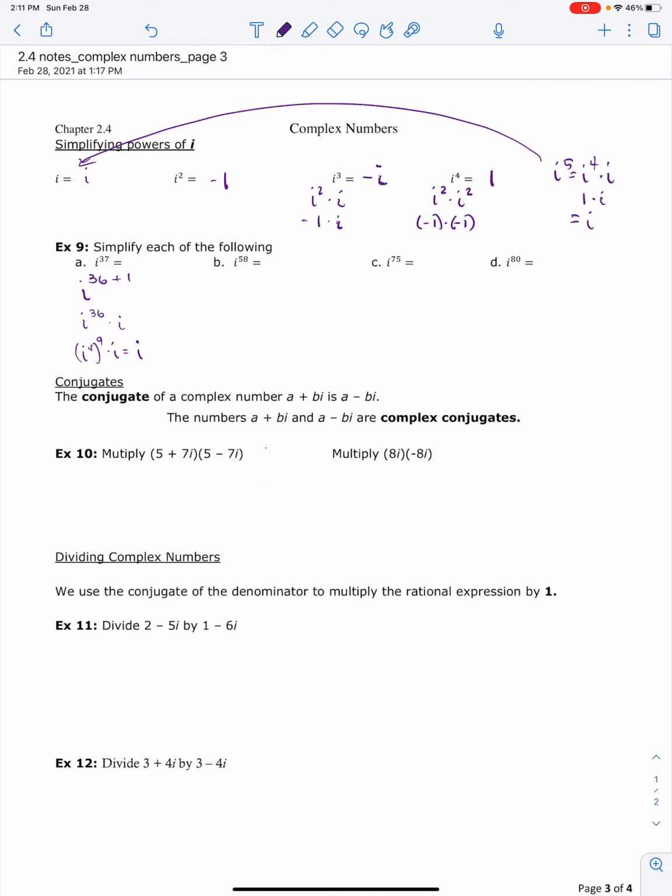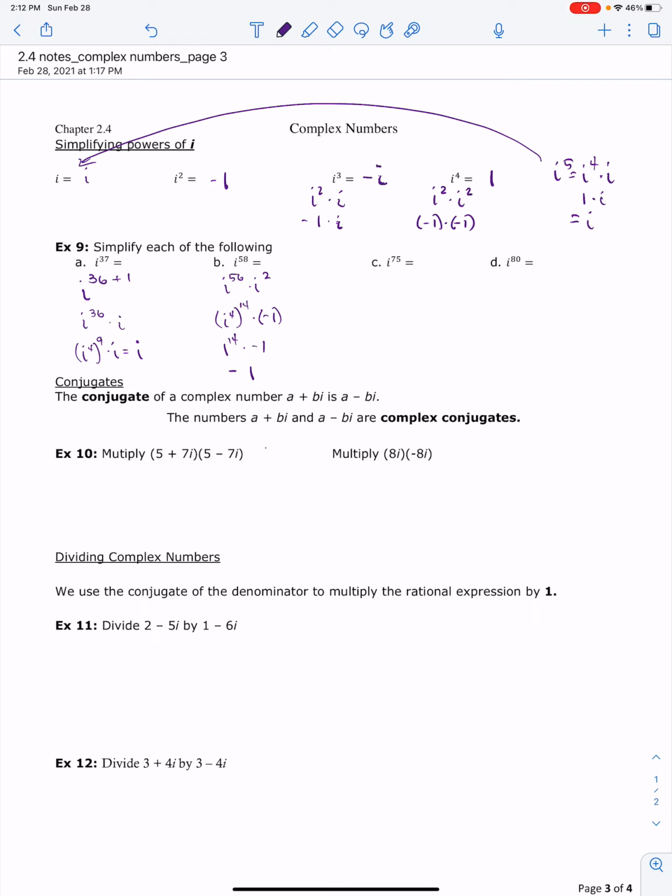i to the 58th. So 4 goes into 56 evenly. So this becomes i to the 56 times i squared. i to the 4, if we just need the remainder, to the 14th. i squared is -1. 1 to the 14th times -1 gives us a -1.